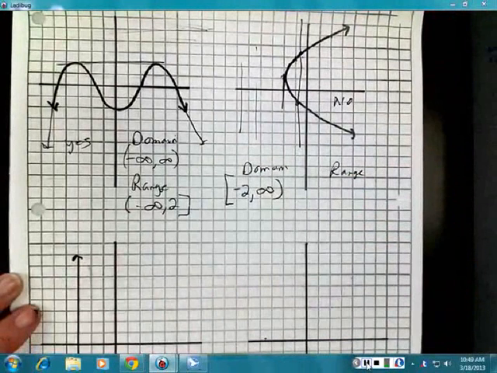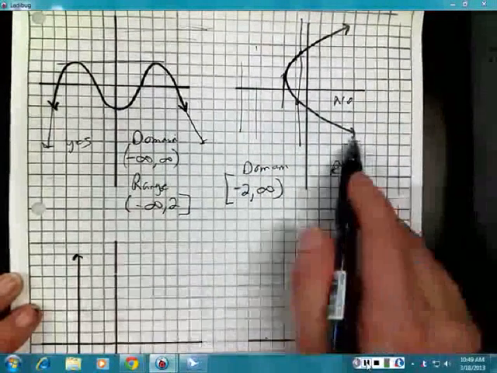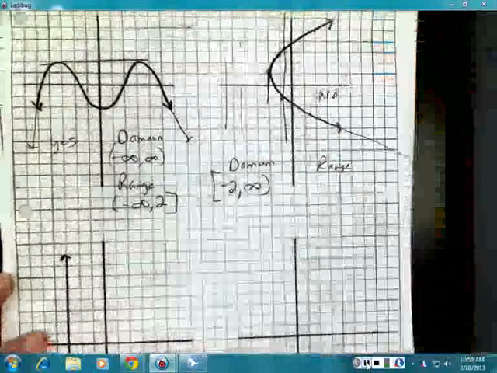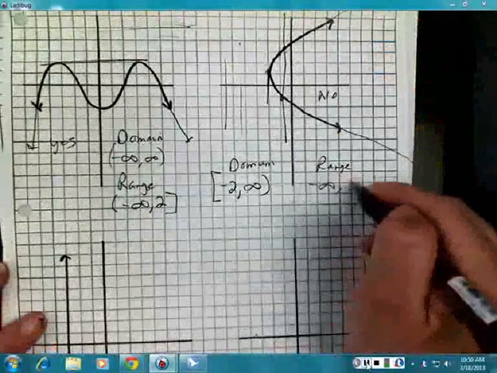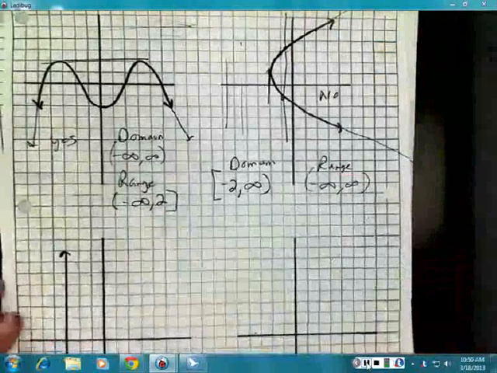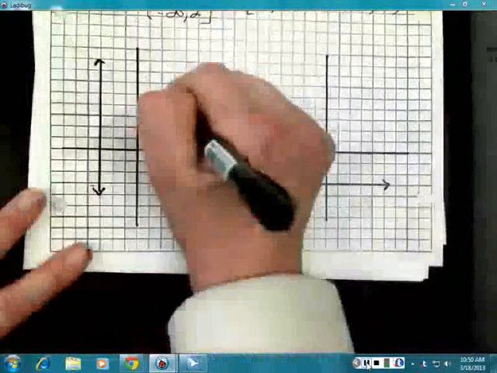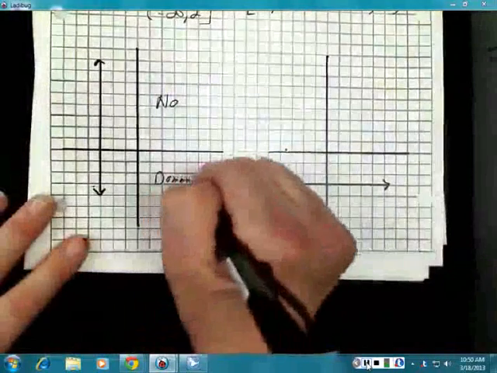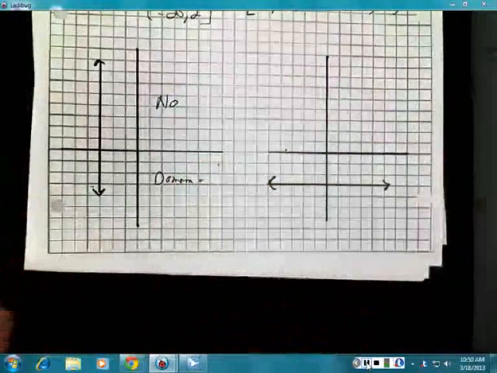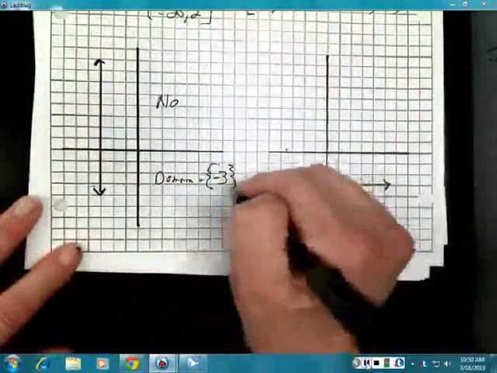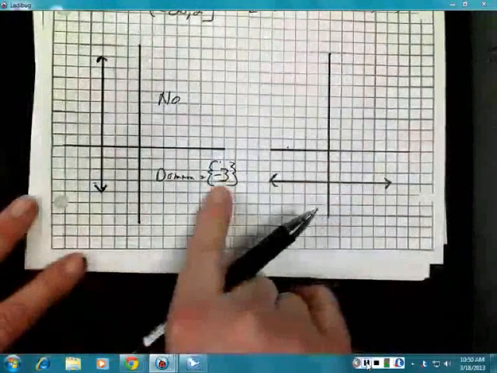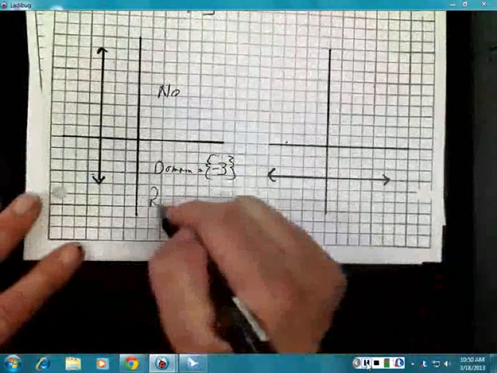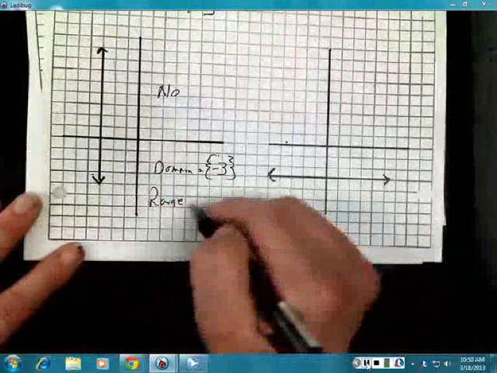What's the range going to be? Remember, it's going to keep going. It goes way out here and it goes way out there. Yep, negative infinity to positive infinity. What about this one? Function or not a function? Not a function. What is its domain? This one. Because there's nothing else but a negative 3 to it, it's inside of braces. And its range? Negative infinity to positive.